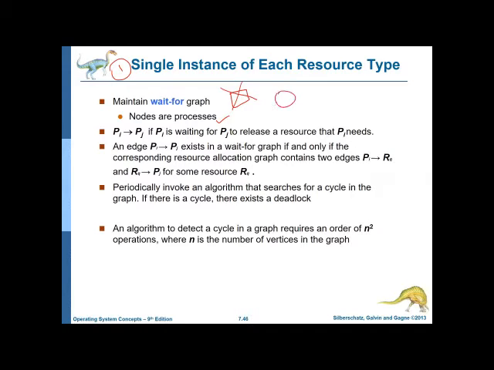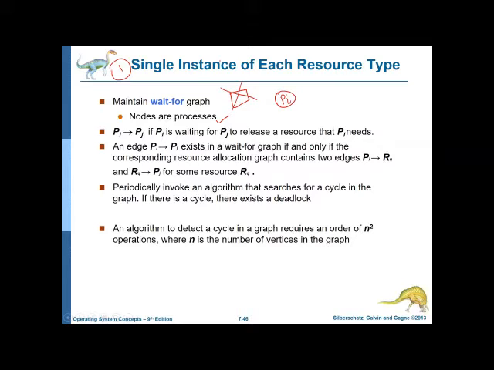We know that processes are represented by simple circles, and these nodes are processes, and that is the only thing contained in a wait-for graph. So suppose that you have an edge from the process Pi to Pj. Then you can say that Pi is waiting for the second process Pj to release a resource, the one that Pi needs.